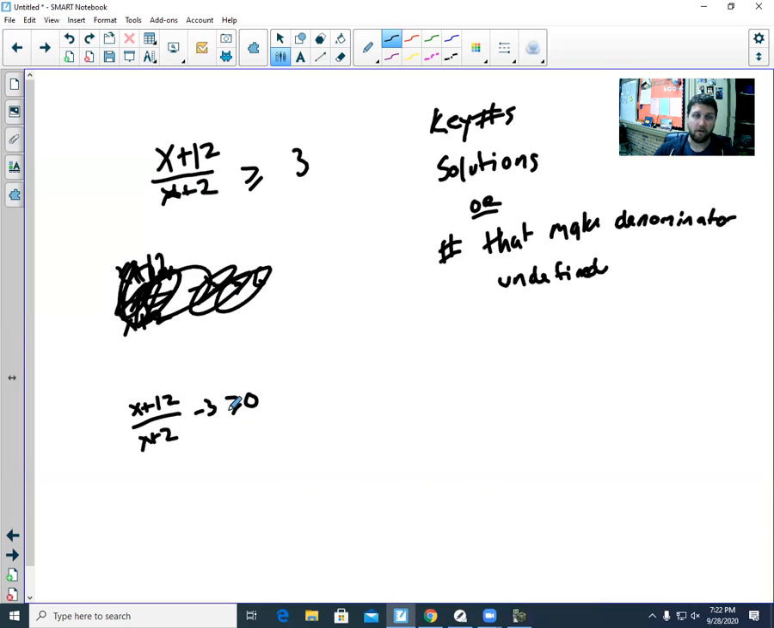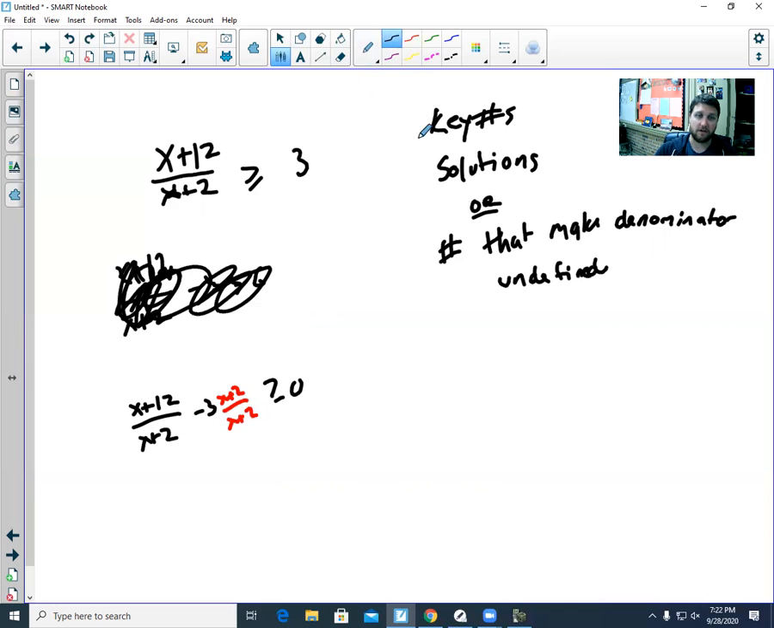Okay, so now what I want to do is simplify this into one expression. The way that I simplify this into one expression is I have to have common denominators. So I'm going to go through and find my common denominators. This already has a denominator of 1, so I don't have to worry about it. This one has a denominator of x plus 2. That's what I need to multiply by. So I'm going to multiply by x plus 2 over x plus 2.